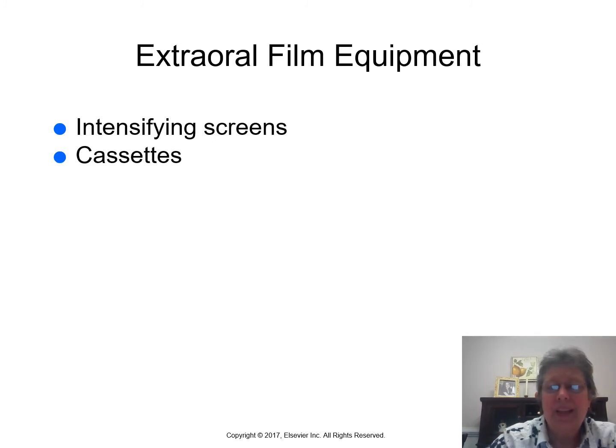Now let's look at the intensifying screens so that you can get a better understanding of what they look like, and also the different types of cassettes. Depending on which type of machine the dentist has, the cassette may be metal or it could be a vinyl pouch. It looks kind of like an envelope. So let's take a look at these.